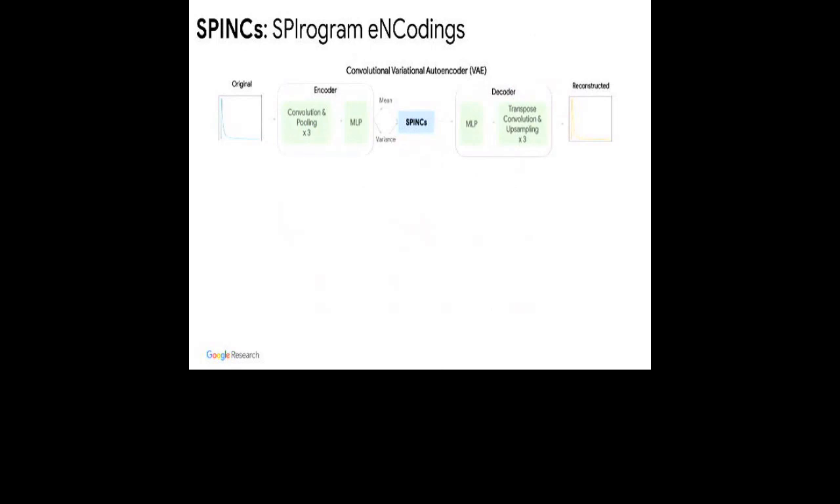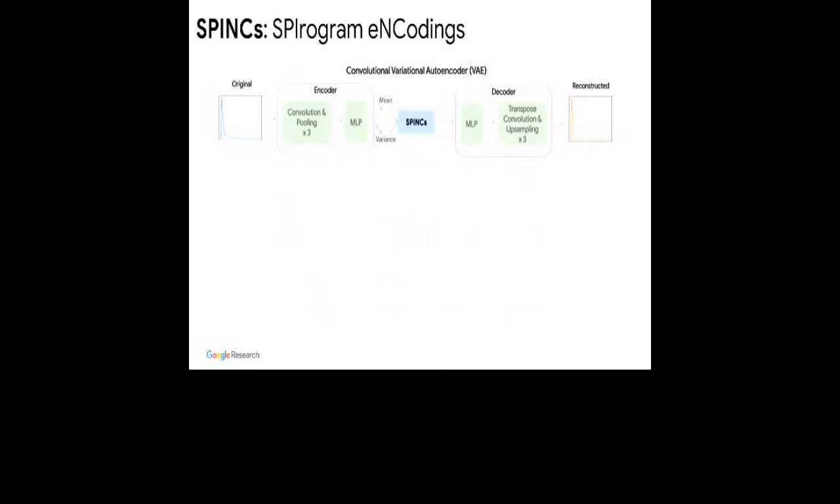I won't go into the detail, but the encoder consists of three convolutional neural nets connected to a multi-layer perceptron. That's the encoder part. The decoder is very similar to the encoder; the only difference is that the order is reversed, because you want to reconstruct the input again. We call this embedding SPINC, which stands for spirogram encoding. It does a pretty good job. I won't show the results, but if you're interested, you can look in the paper.